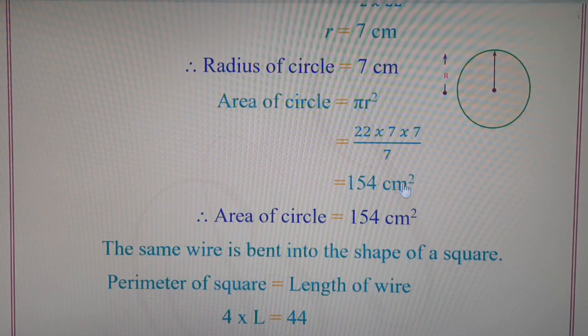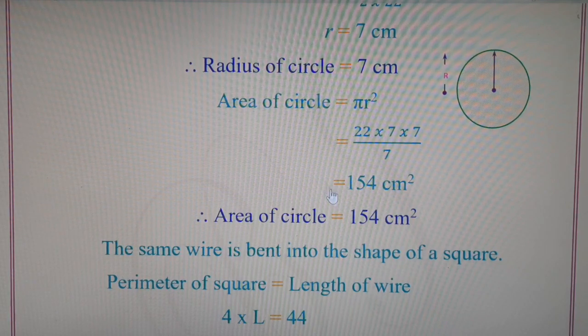Like I said before also many times, children, you have to remember whenever the area topic is given, the unit name should have square as the degree or the power. So here centimeter is the unit, so we have to write the area unit as centimeter square. 154 centimeter square. Area of the circle is 154 centimeter square. That we will write as an answer statement.